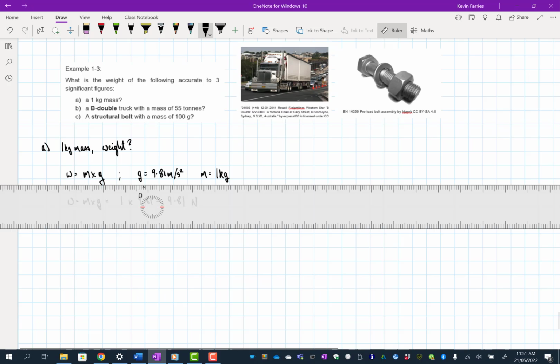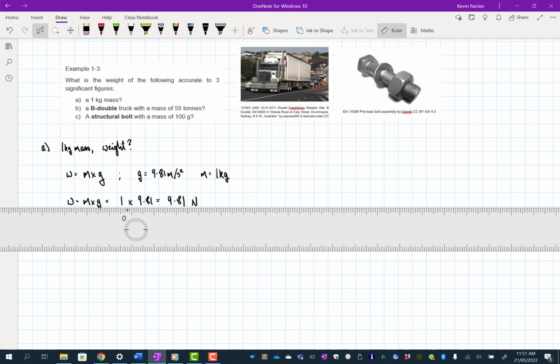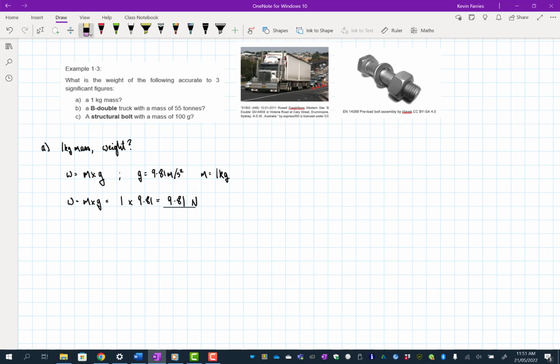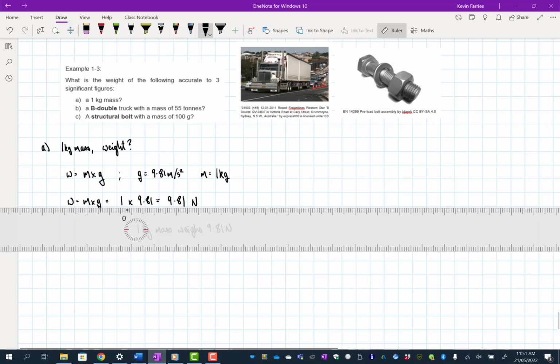Now, to do a rough check on this, what you usually do for rough checks or estimations is just say that 1 kilogram is approximately equivalent to 10 newtons. So you've got 9.81 newtons is the exact, 10 is approximate, and so we're on the right track with this one. We'll just underline the answer. In fact, we'll just do it properly and say 1 kilogram mass weighs 9.81 newtons.